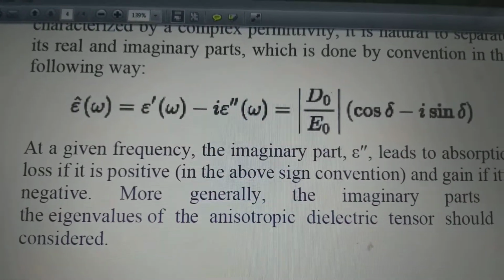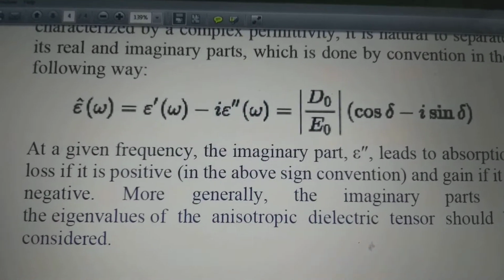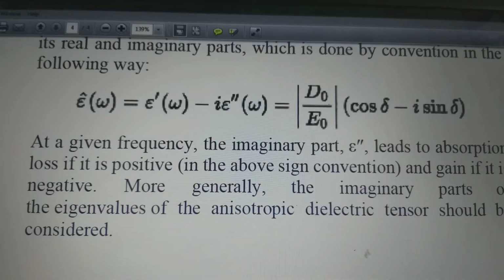Most generally, the imaginary parts of the eigenvalues of the anisotropic dielectric tensor should be considered.